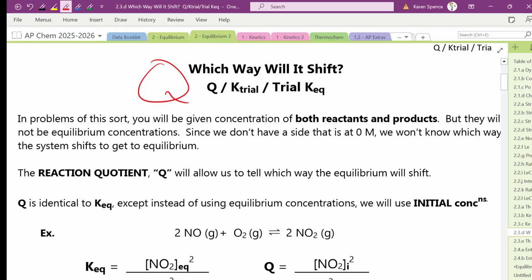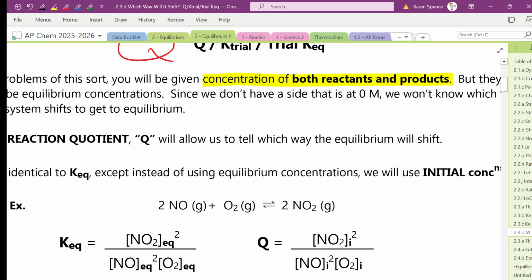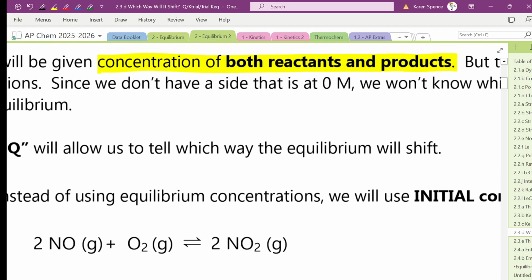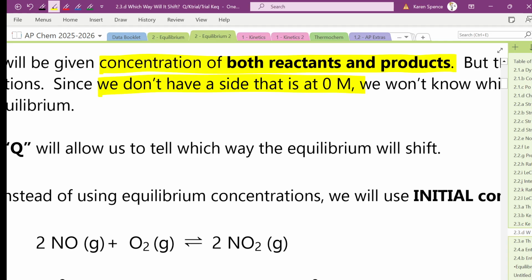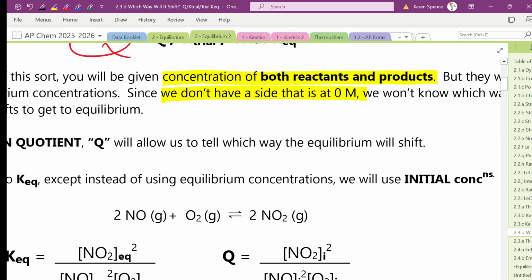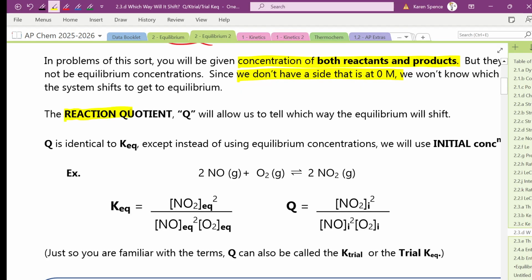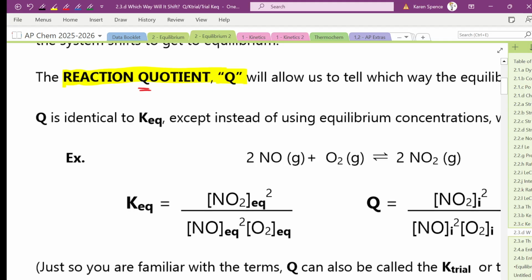That's where Q comes in handy. So this is a situation where you are given concentration of both reactants and products. We don't have a side that is 0 molar, so we don't know which way it is going to shift, right? We don't know if we're too far to the right or too far to the left. So we are going to use the reaction quotient, Q for quotient, to tell us which way the equilibrium shifts.